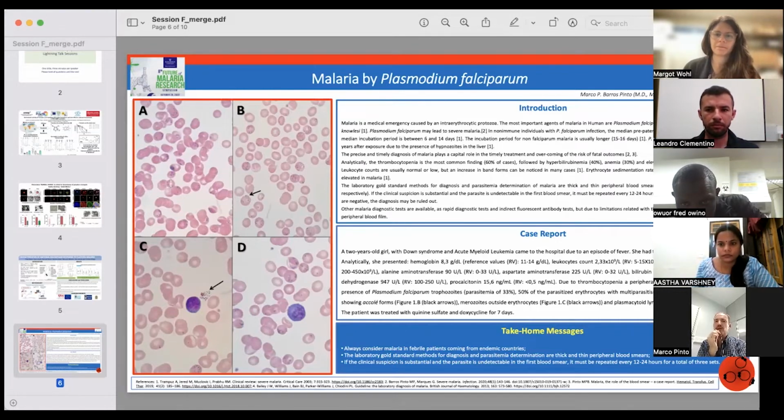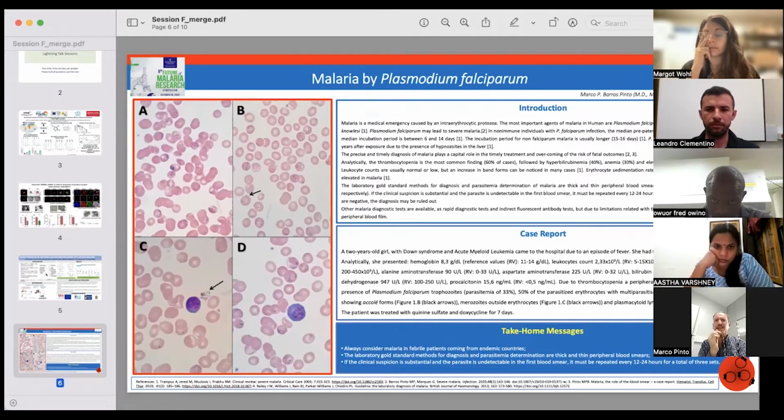With a parasitemia of 33%, with 15% parasitized erythrocytes with multiparasitism, 2 to 5 trophozoites, some showing accolé forms, merozoites outside erythrocytes, and plasmacytoid lymphocytes. The patient was treated with quinine sulfate and doxycycline for 7 days.